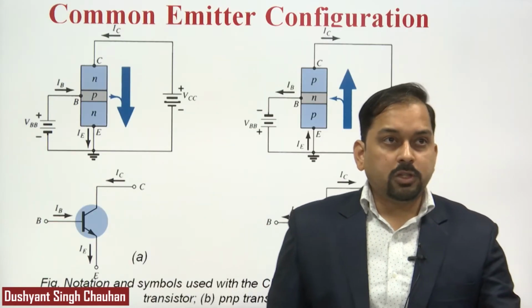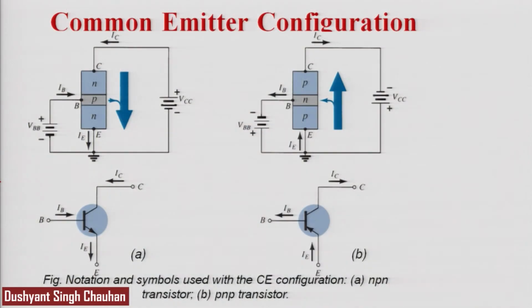This is lecture 11, and in the last lecture we have seen the BJT configurations. So, we have completed the common base configuration. Now, in this lecture we will see the remaining two configurations, which are the common emitter configuration and common collector configuration. So, first of all, what is common emitter configuration?